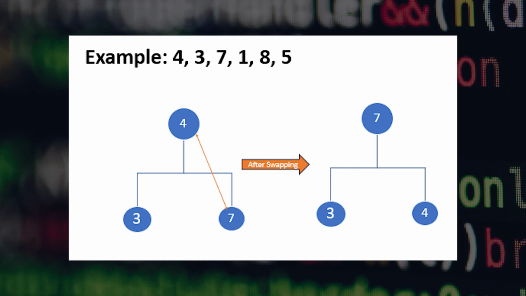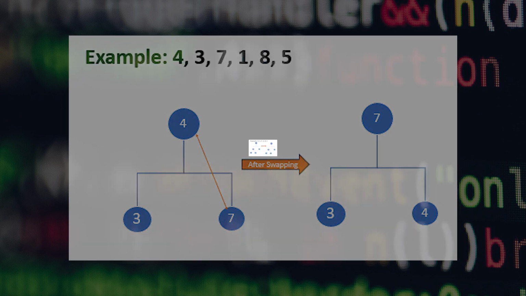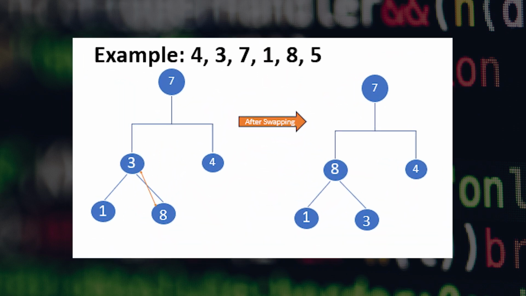So next we will go to the element 7. So 7 will be inserted as the right child of 4. So what happened here? Now we will compare the element 4 and 7. So what we observe is that the parent is less than the child. So what we have to do? We have to exchange the values. So after swapping, we will obtain 7 as the root node, 3 as the left child and 4 as the right child.